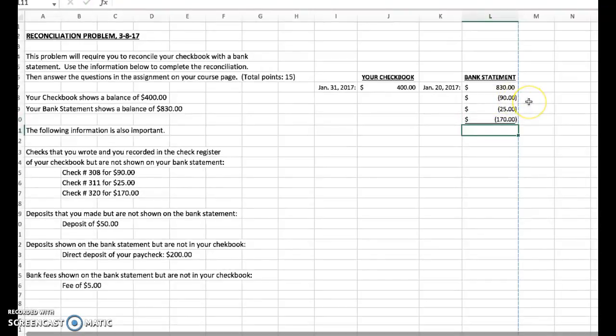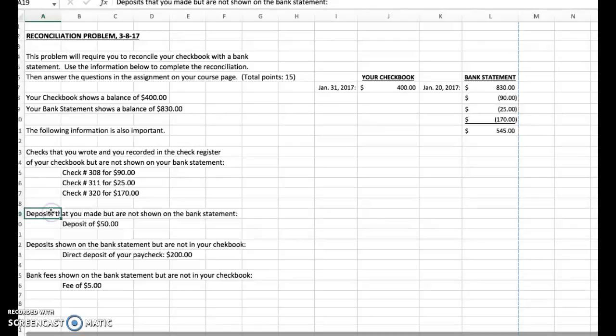Okay? Now, if you know how to use Excel, you can do this, that will give you a total of $545. Okay? Now, that means that eventually these three checks will be cashed, and that reduces your bank statement to $545. Now, we're still not in agreement. We're still not there yet.